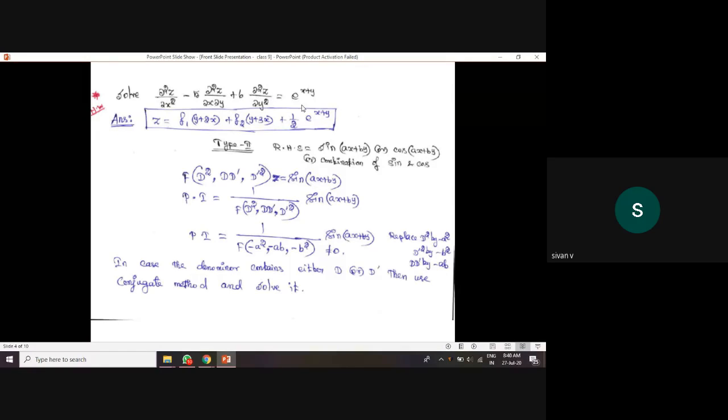First make the complementary function. The complementary function is f1 of y plus 2x and f2 of y plus 3x, and the particular integral reduces to 1 by 2 of e power x plus y. Practice this problem. It is similar to the ordinary differential equations you studied in the first semester.